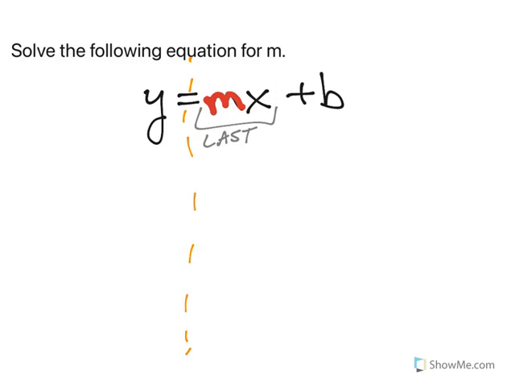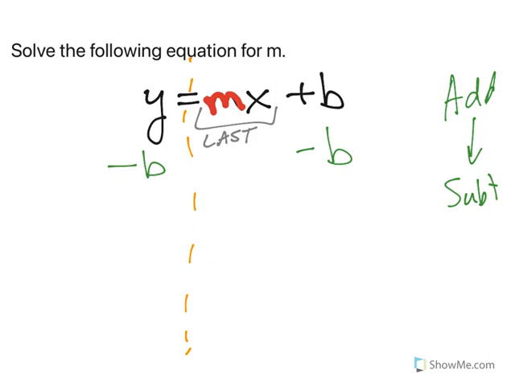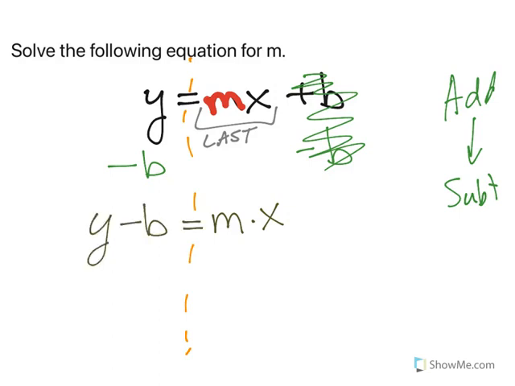So first thing I want to do is get rid of b. How do I get rid of a plus b? Well, the opposite of addition is subtraction. So I'm going to subtract b from both sides. Because b minus b, well, that's the same as saying like 4 minus 4. Goes away. So on the right side, I still have m times x. And on the left side, I now have y minus b. I don't know what y minus b is, so I just write it like that, y minus b.